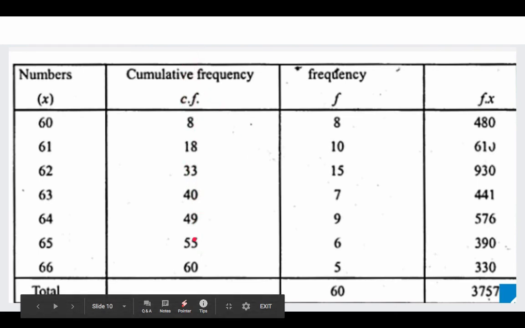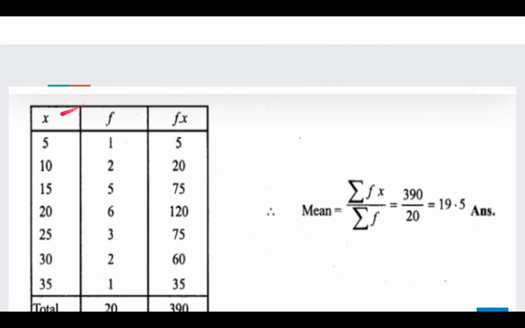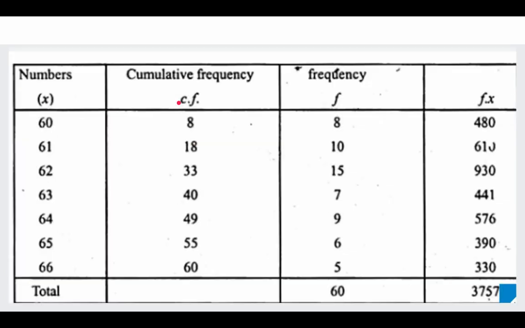Now ignore this cumulative frequency. Forget it. We have used the cumulative frequency only to get this frequency. Forget this table completely. Remember the previous one: now I have x, I have f. Fx is what I am supposed to calculate. X is given, f is given. Fx, how do we get?